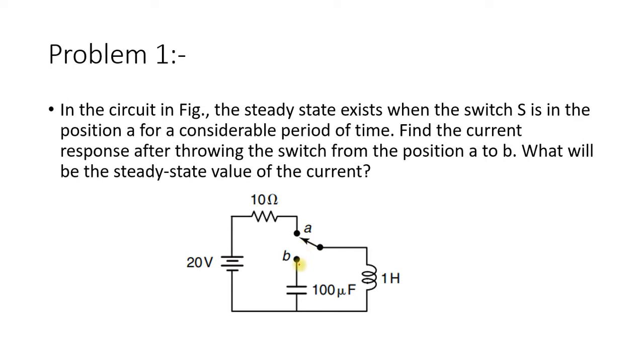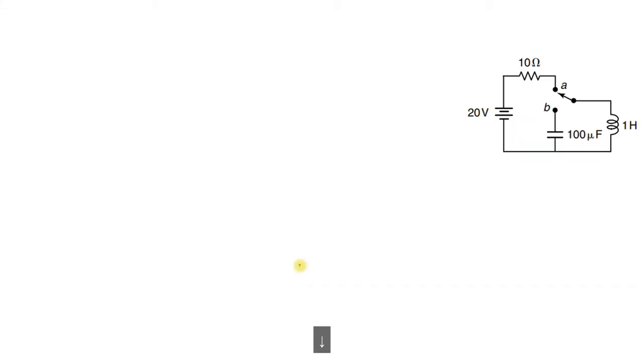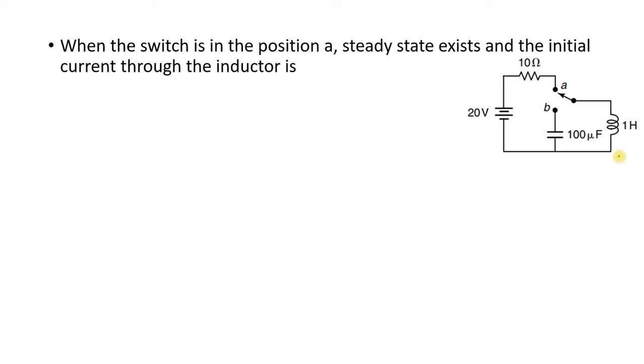So what will be the steady state value of the current? Okay, so this is the problem. Now I draw the circuit once again. The switch is in position A for a long time, so that the steady state exists, so this inductor acts as a short circuit. So the corresponding circuit diagram looks like this.